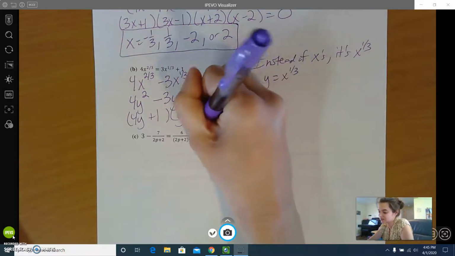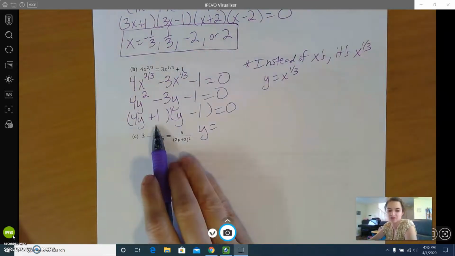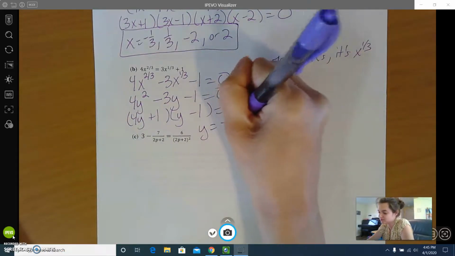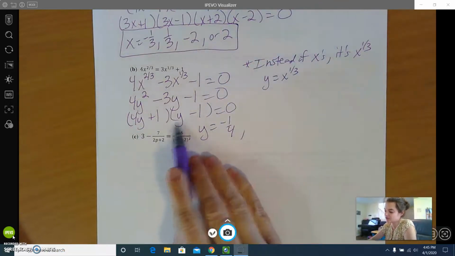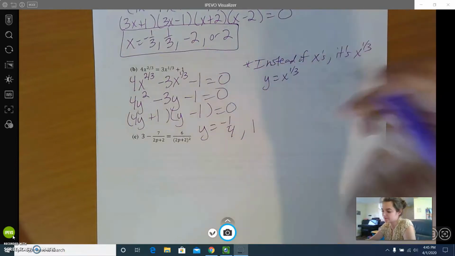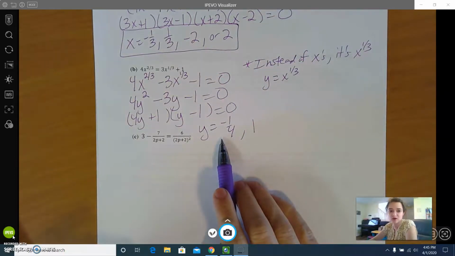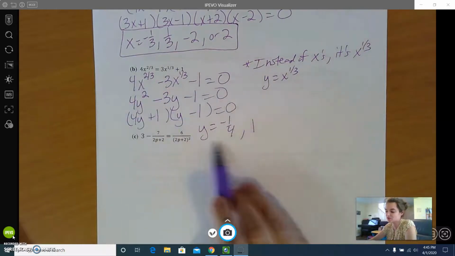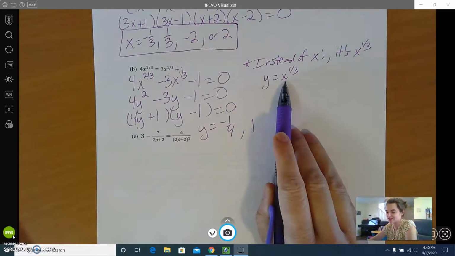And then you're going to get two answers. From our first factor, 4y plus 1 equals 0, I'm going to get y equals -1/4. For the second one, y minus 1 equals 0, I would have y equals 1. Now we're not done because we solved for y, but we wanted to solve for x. So what we're going to do with both of these is actually put it back into this little equation that we had up here that started our substitution to begin with.